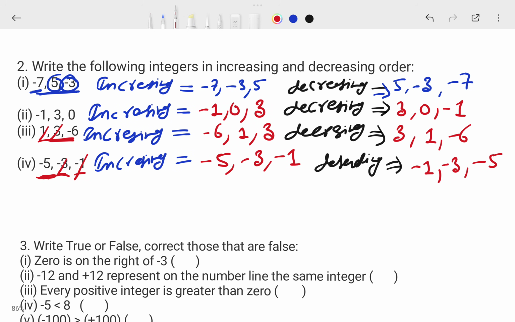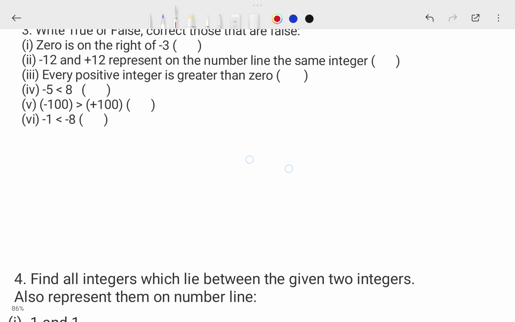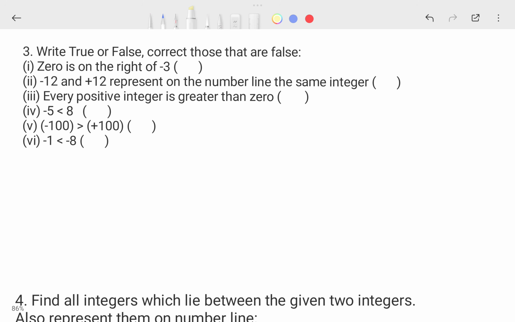If it is completed, then I will move to the third question. Let's see what the third question is telling. It is telling us to write true or false. If any statement is correct we have to write true, and if any statement is wrong we have to write false and correct that statement.